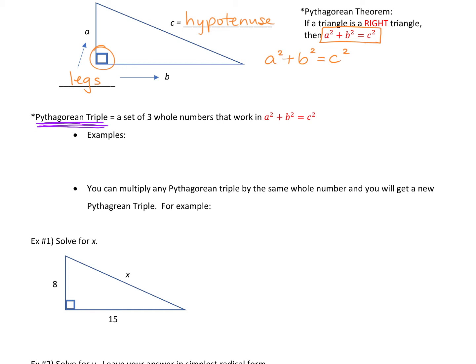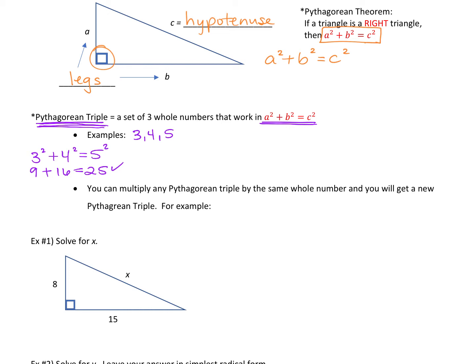But a Pythagorean triple is a set of three whole numbers that work in the Pythagorean theorem. So basically, if you can plug it into this and make a true statement, it's a Pythagorean triple. So one example would be 3, 4, 5. That's the most common Pythagorean triple there is. Let me show you. 3 squared plus 4 squared equals 5 squared. In other words, 9 plus 16 equals 25. True statement, right? So 3, 4, 5 is one.